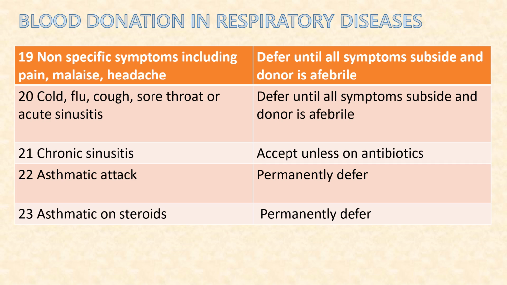For blood donation and respiratory disease, with non-specific symptoms including pain, malaise, headache, defer until all the symptoms subside. For cough, flu, sore throat, acute sinusitis, defer until all the symptoms subside and the donor is afebrile. Chronic sinusitis, you can accept that donor unless the donor is on antibiotics. Asthmatic attack or asthmatic on steroid, these are permanently deferred.